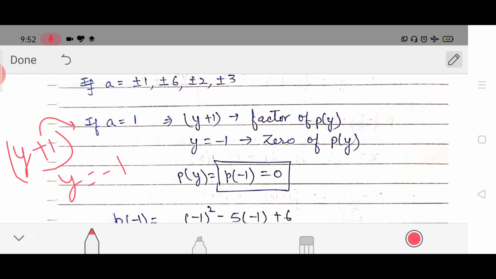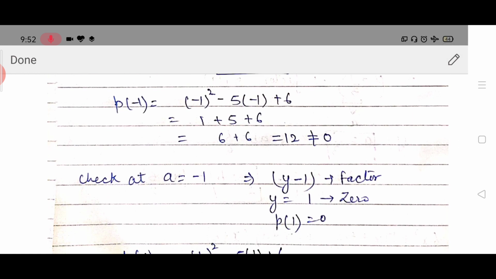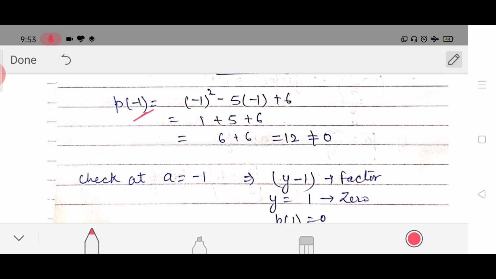So y equal to minus 1 must be a zero of the polynomial, and zero means that if you place the value y equal to minus 1 in the polynomial, the answer should be 0. Now you have to check whether the polynomial comes out to be 0 or not. After putting the value minus 1 and solving, you see that the answer is not equal to 0. So a is not equal to 1 because the answer is not 0. Okay, now moving on.